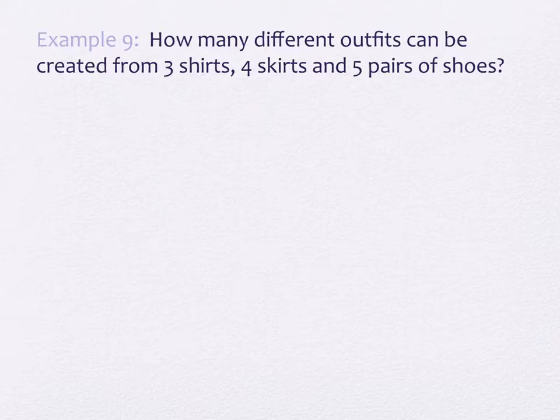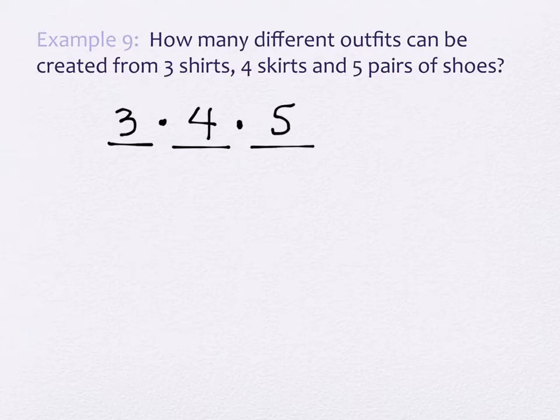Okay, outfits. So what we're going to do is we're going to take, according to the fundamental principle of counting, the number of shirts, which is 3, times the number of skirts, which is 4, times the number of pairs of shoes, which is 5. And if we multiply all that out, that will tell us how many different outfit combinations we could make with this set of clothing in our closet. So what is 3 times 4 times 5? 60 outfits.